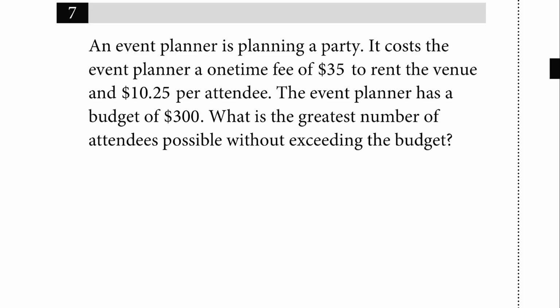An event planner is planning a party. It costs the event planner a one-time fee of $35 to rent the venue and $10.25 per attendee. The event planner has a budget of $300. What is the greatest number of attendees possible without exceeding the budget? If the event planner has a one-time fee of $35 to rent the venue and $10.25 per attendee, and doesn't want to go over $300, this is going to be our inequality here.